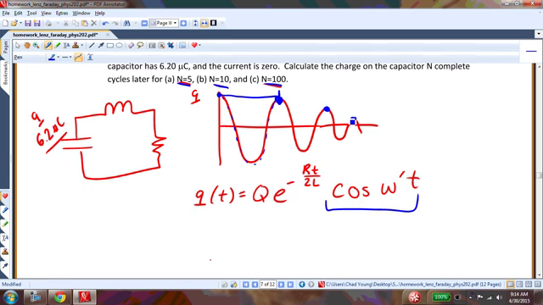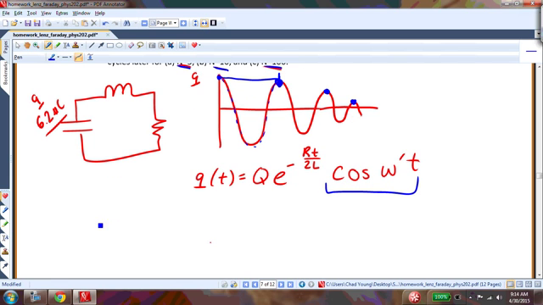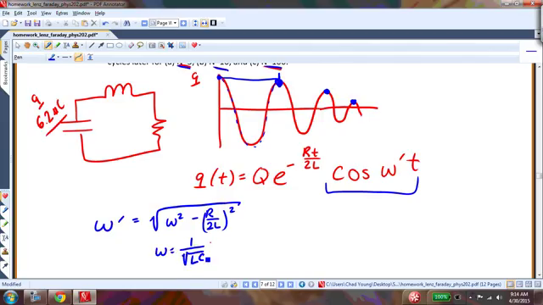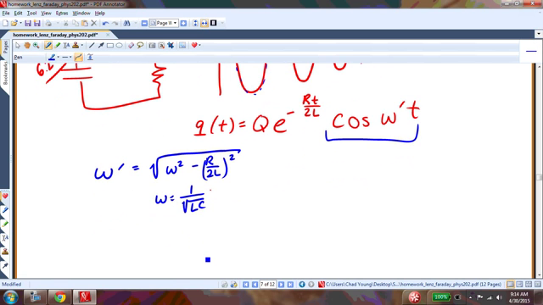So first thing, I just want to find out what is the period. So I also know that omega prime here is equal to the square root of omega squared minus R over 2L, squared. And further, that omega is, like we've had already, 1 over root LC. So I need to find out what omega prime is, because that's my angular frequency of this circuit. And then from that I can find the frequency and I can find the period.